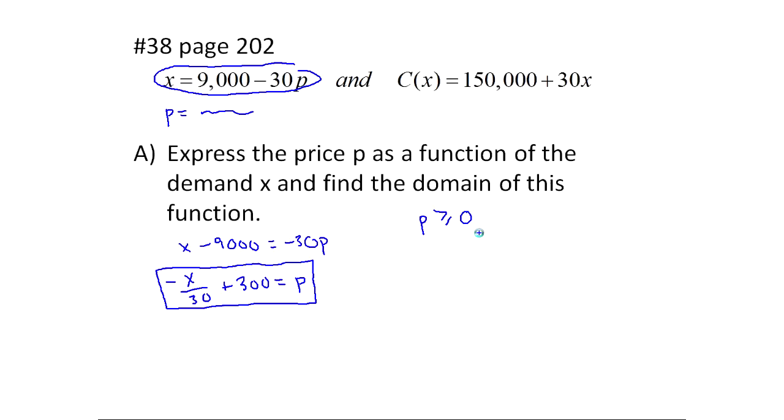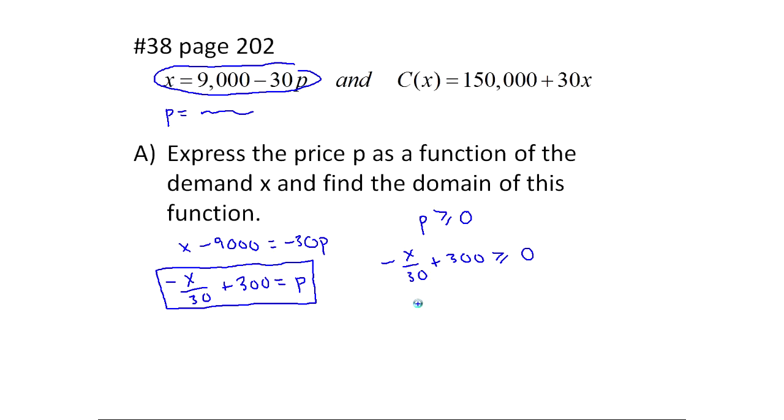Now, realistically, we'd probably never set the price at 0, but mathematically, it makes sense. So we would set it up this way. Now, if I solve this, it'll give me a range of values that are allowable for x. In other words, it'll give me the domain. So what I've written here is the function greater than or equal to 0, and it gives me an inequality to solve.